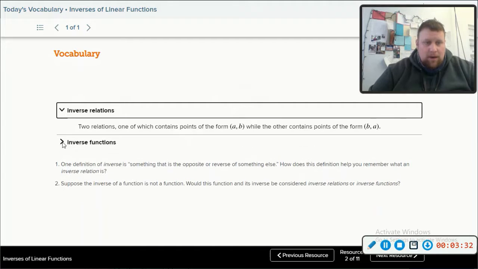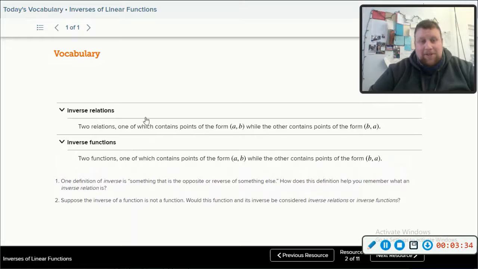Okay, take a minute, write down these. It's funny, these are going to look very similar. You're just writing these definitions down.